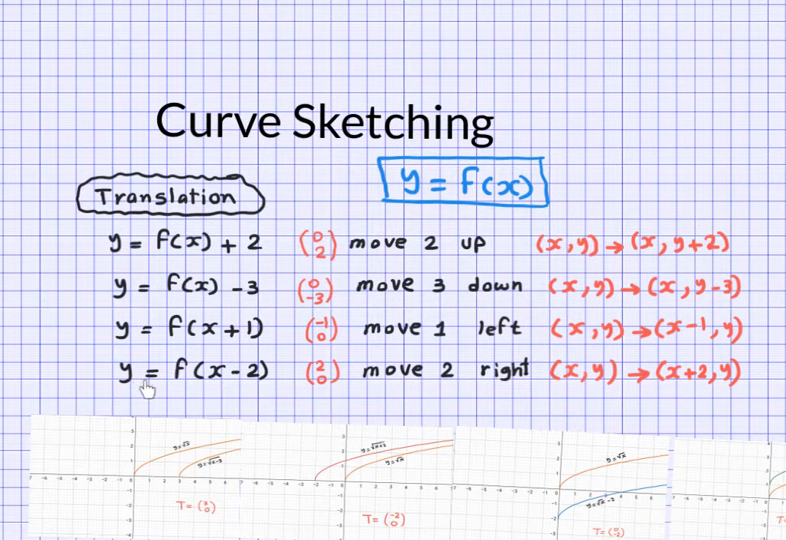What about if we have y equals f(x minus 2)? So the same curve for the original function, but 2 units to the right. Move 2 units to the right. If you have point (x, y), this will be (x plus 2, y). And we represent this translation by (2, 0), because the x increased by 2 and the y is unchanged.